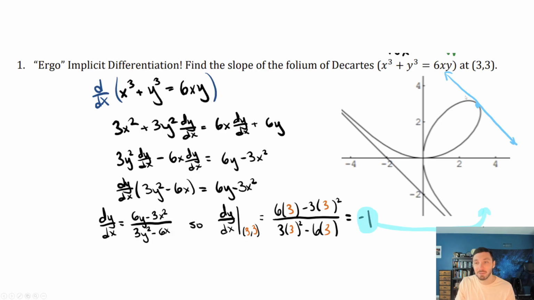And you get a slope of -1, which matches your intuition: it looks like down 1, right 1 at this point, and it is. Go math. So let's do some more.